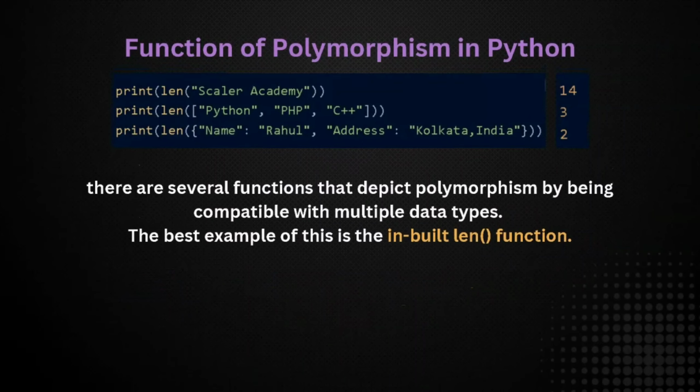Now let's see the function of polymorphism in Python. Here you can see that we have a function len, which is calculating the length of a string, list and dictionary. So this is the best example of an inbuilt function that shows polymorphism. It has different types of data inside its parameter, but still it is working. So we have one function but different forms of accepting its parameter.